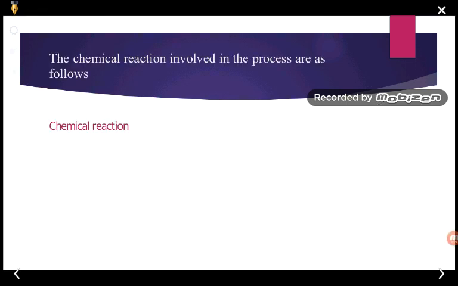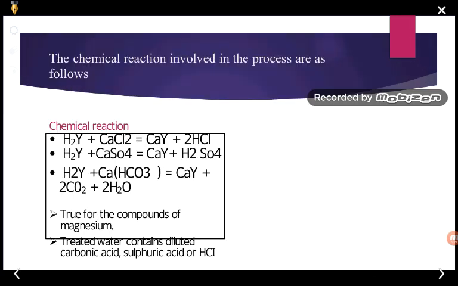So what are the chemical reactions involved in the process? Just now we have seen the chemical reactions. The chemical reactions are true for the compounds of magnesium, calcium, etc. And the treated water normally contains the diluted carbonic acid, sulfuric acid and HCl. So here you can say that the treated water contains a dilute amount of acid present in the water.